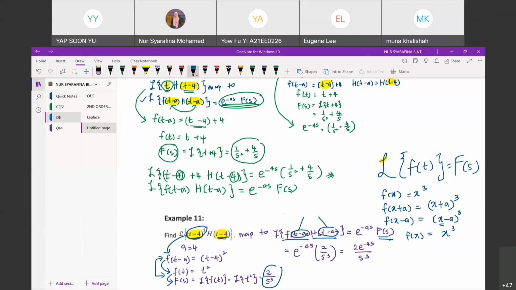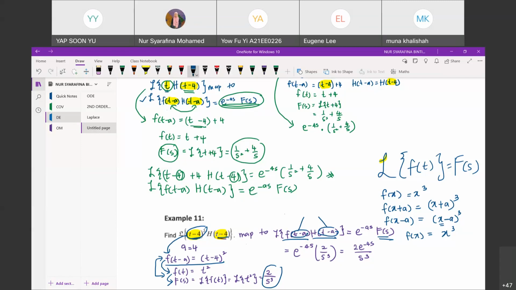Okay, so just like this, we map to f(t minus a). You know that f(t minus a), originally, is (t minus 4) squared. So if you want to omit the constant to get f(t), which is still a function of t, we just omit the minus 4. Then we have t squared. So from here, you can easily find F(s) by transforming t squared directly based on the table of transformation. Okay, clear now? Okay, more clear now. Thank you, doctor.